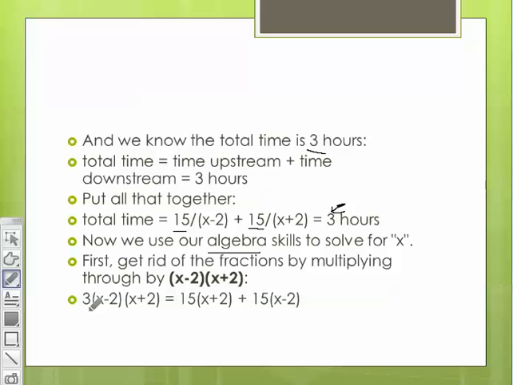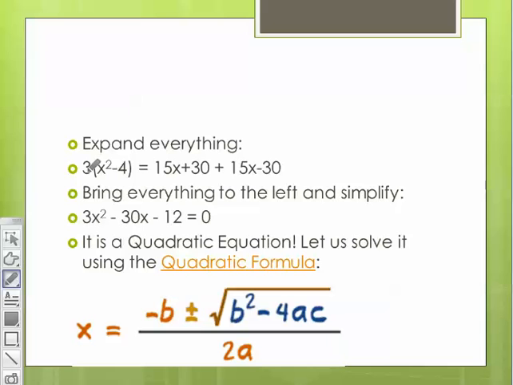And so what I get is 3 times (x minus 2)(x plus 2), and I get 15 times (x plus 2) and 15 times (x minus 2). Okay? So I'm now going to take that information and I'm actually going to expand it. Well, the (x plus 2)(x minus 2) turns into x squared minus 4 because there's a difference of squares there. And when I multiply that by 3, I'm going to get 3x squared minus 12.